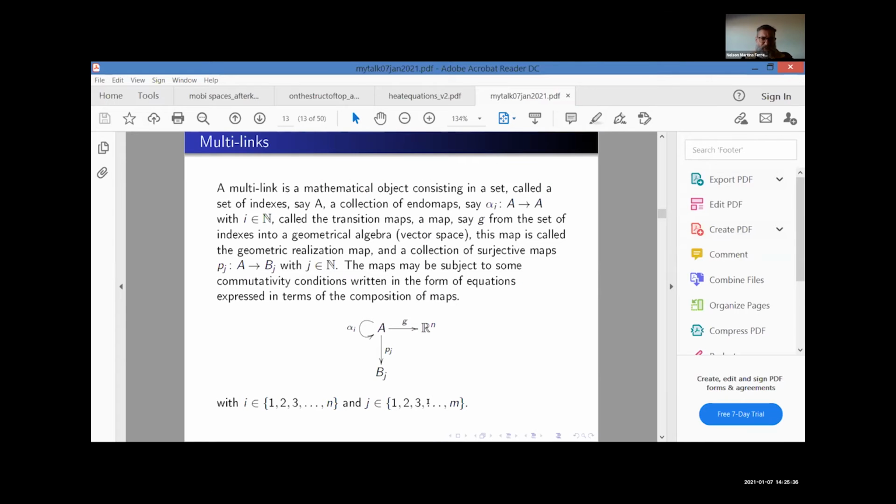Now, this connection is important, and it gives this general notion that we call multi-link. So a multi-link is a generalization of this idea. We can have several transition maps. Each transition map gives a kind of independent direction at which we can take the orbits of an element. It has a geometric realization into some space. This space can be different from one application to another. And it has these projection maps giving parameters to each element.